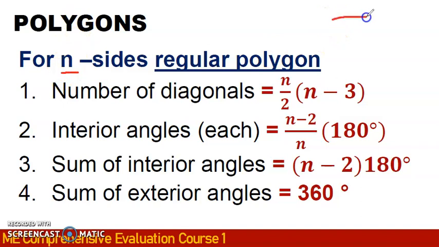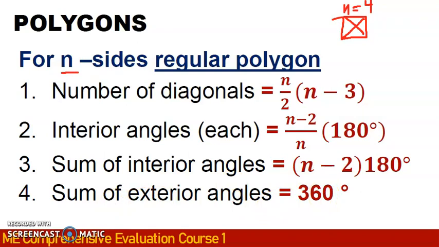For example, for a square, the number of sides n is equal to 4. The number of diagonals for a square is 4 over 2, which is 2. So the number of diagonals is equal to 2. For interior angles, 4 minus 2 is 2, divided by 4 is 1/2, times 180, that's 90 degrees. Sum of interior angles, 4 minus 2 times 180, we can also compute that, and the sum of exterior angles is 360 degrees.